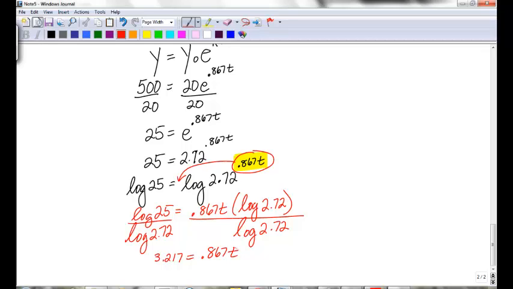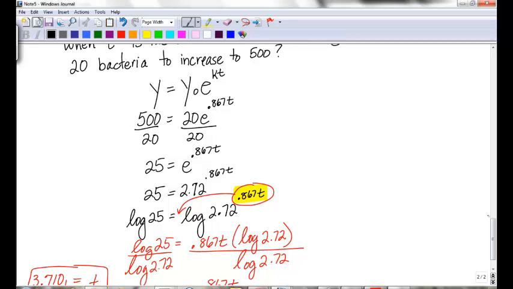And it's 0.867t. Divide by 0.867, and my t is going to equal 3.710, and that's in hours. So at that growth constant, it would only take about 4 hours, and you're going to go from 20 bacteria to 500. Okay, which when you're working, you know, the Centers for Disease Control have to know how fast these things grow, and they've got to have some concern on some of those.